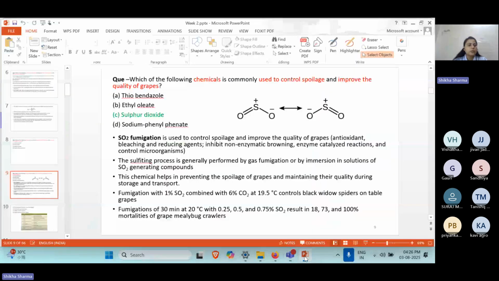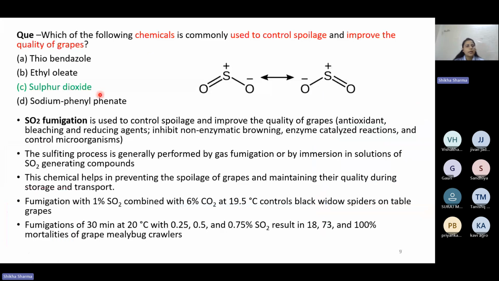So yes, let's see the answer of this question. Sulfur dioxide is the correct answer. Sulfur dioxide is the chemical used to control the spoilage and improve the quality of grapes. Basically, this sulfur dioxide fumigation is done on grapes to control spoilage and enhance shelf life. So SO2 fumigation is used to control spoilage and improve the quality of grapes.